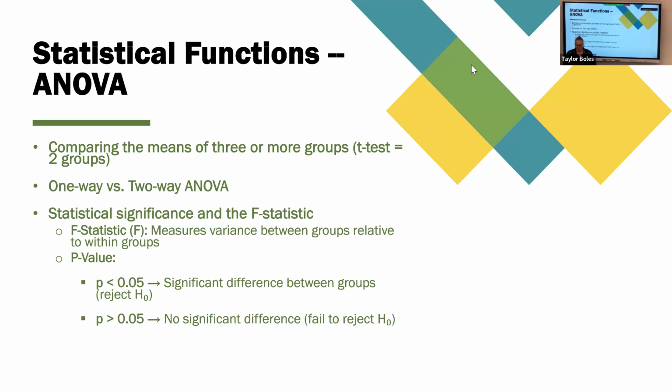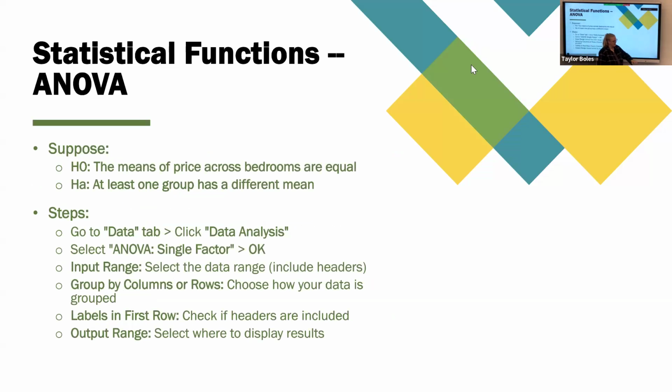The p-value is what I mentioned earlier. If the p-value is less than 0.05, you would reject the null hypothesis. There is a significant difference between groups. And if the p-value is greater than 0.05, then there is no significant difference, and you would fail to reject the null hypothesis. So we'll show you how to do that. It should be in that Excel sheet, the last example, last sheet. So suppose for our null hypothesis, we want to say that the means of the price across bedrooms are equal. And for the alternate hypothesis, at least one group has a different mean.